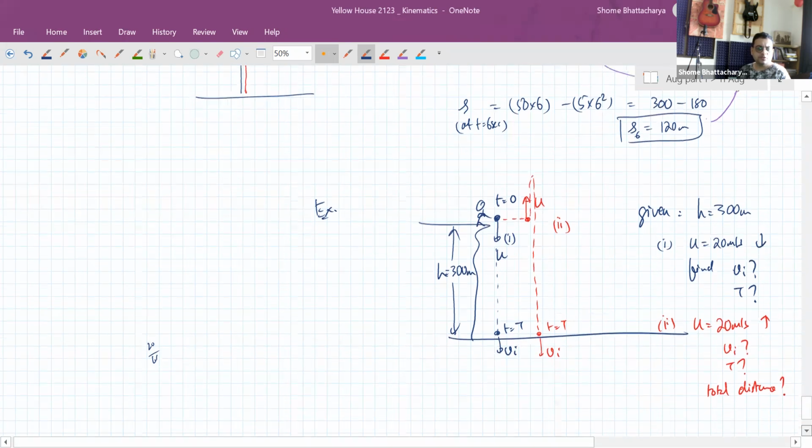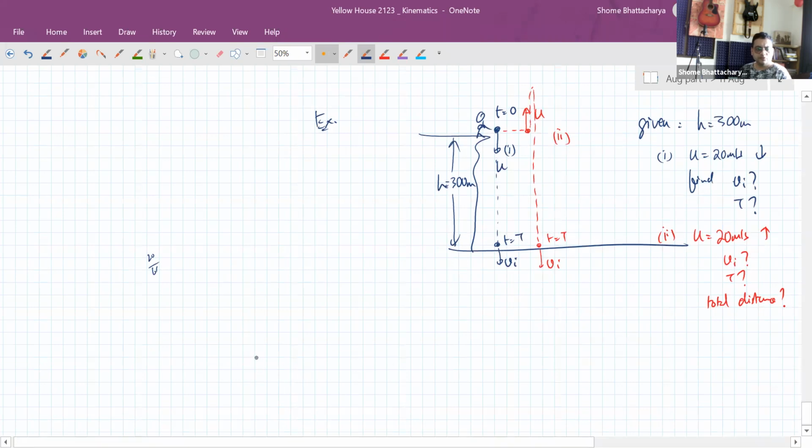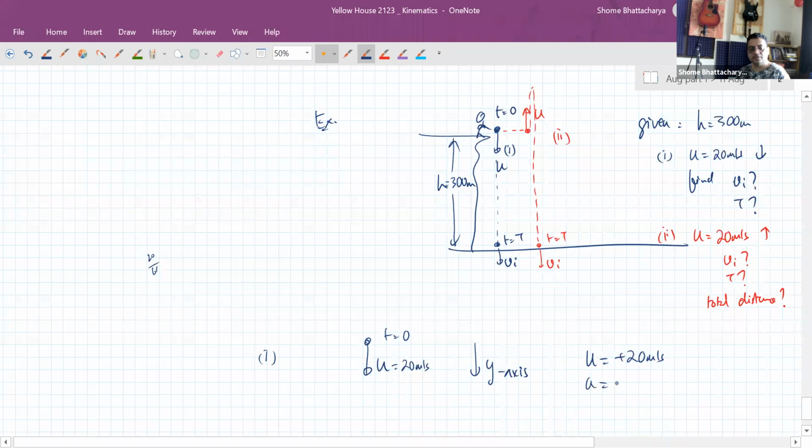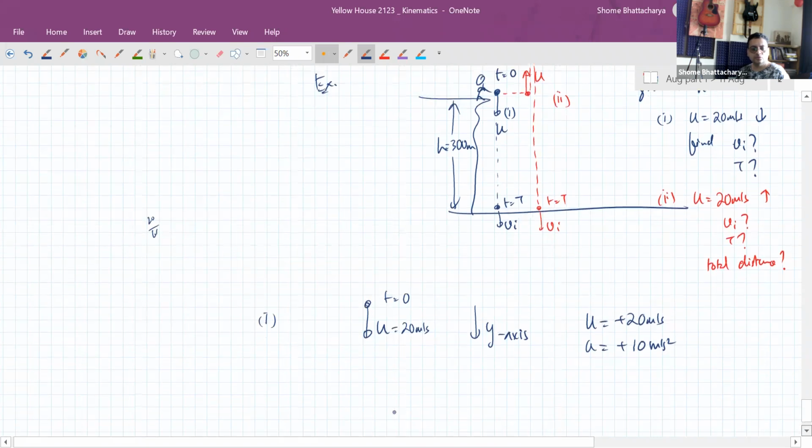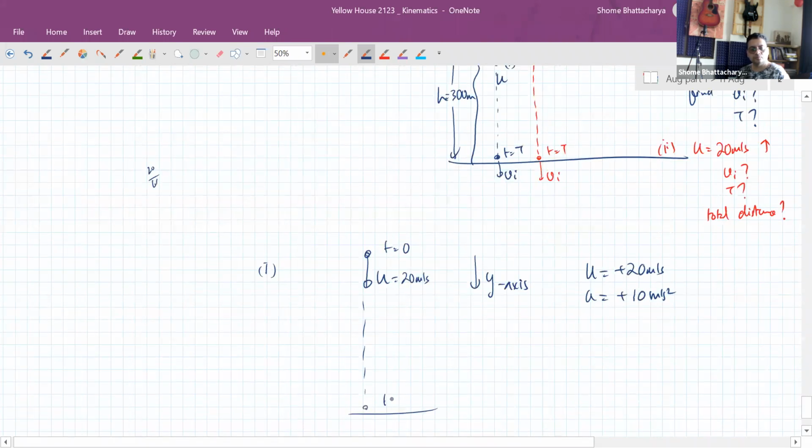What you can do is solve the first part for the rest of you also. For the first case, when you throw the object downwards at t equal to 0, you can take your y-axis downwards. So you'll take your initial velocity with a plus sign. You take your acceleration also with a plus sign. And when it hits the ground below at t equal to capital T, your displacement should be plus 300 meters.